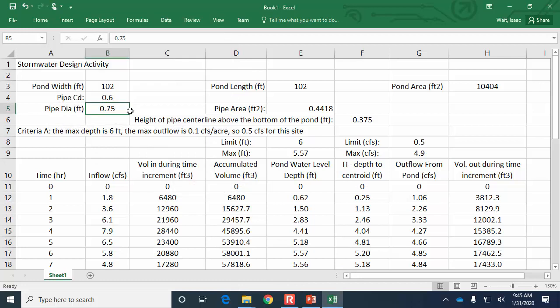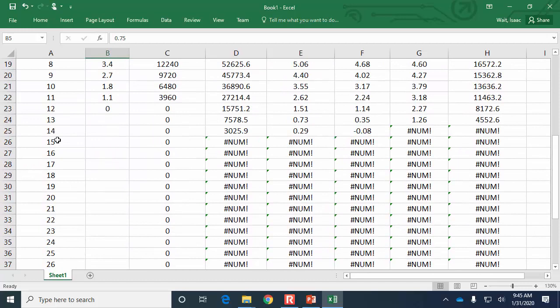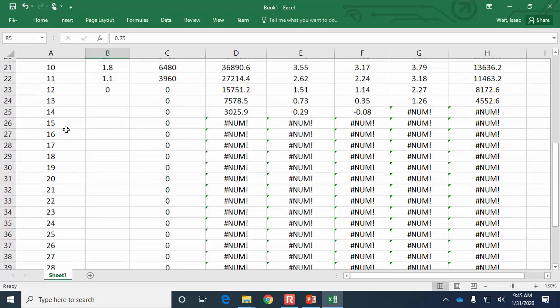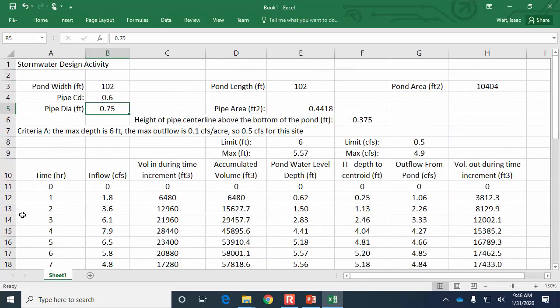To really see what's happening over the long term, you need to have more than just the 12 rows of inflow data. The pond is going to be draining for a long time after it stops raining. So that's why I have it going down through 36 hours: I want to see how long it takes for the pond to get to a certain depth.